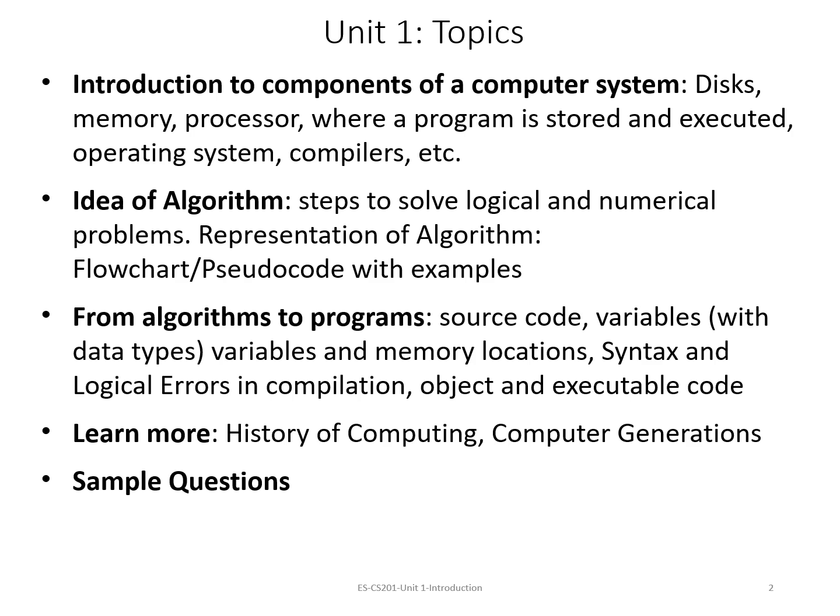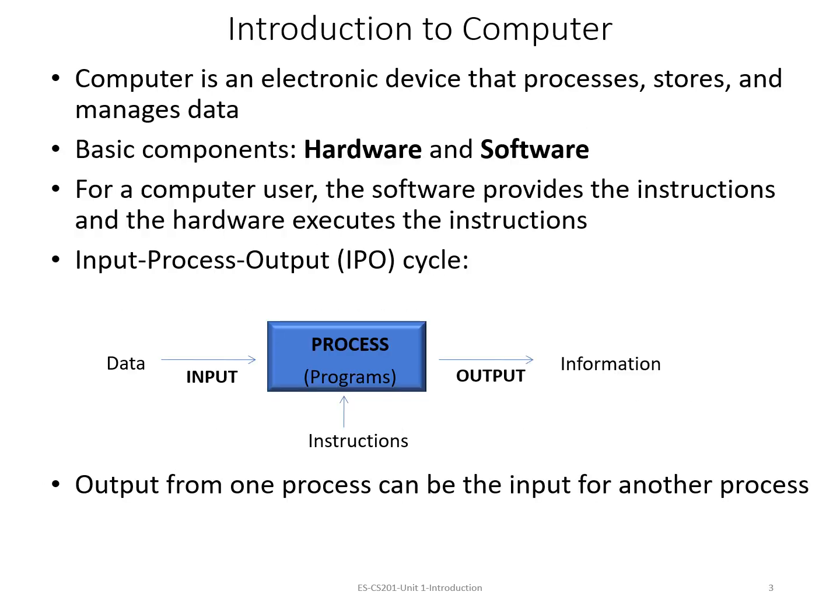Sample questions. A computer is an electronic device that processes, stores and manages data. Its basic components are hardware and software. For a computer user, the software provides the instructions and the hardware executes the instructions following the input process output, IPO, cycle. Check the diagram carefully.